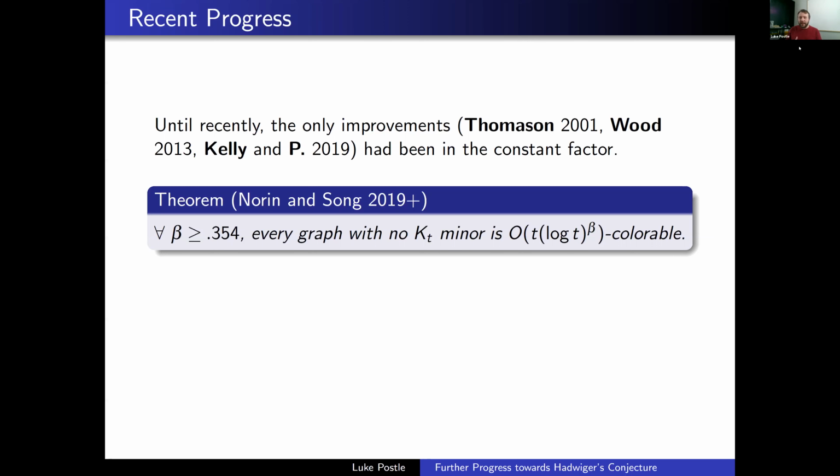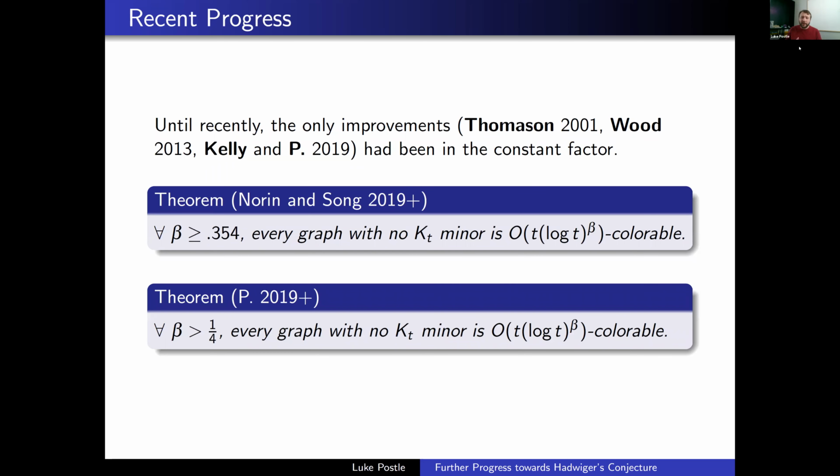That's the amazing part. These best bounds in Hadwiger's conjecture didn't use coloring at all. They just used the degeneracy essentially, and that seems very unsatisfying to the spirit of Hadwiger's conjecture, which should be about coloring in minors, not just degeneracy. And so they did that. Then I came along and improved one part of their argument and showed that for every beta greater than a quarter, every graph with no K_T minor is T (log T)^beta colorable.